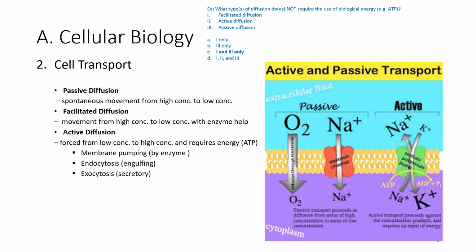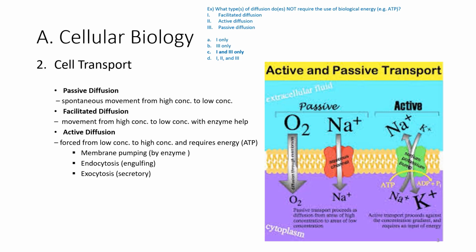The movement of materials across the cell membrane, or cell transport, can be classified as simple passive diffusion, facilitated diffusion, or active transport. Simple passive diffusion is the spontaneous movement of small and nonpolar molecules such as oxygen and carbon dioxide from the area of high concentration to the area of low concentration.